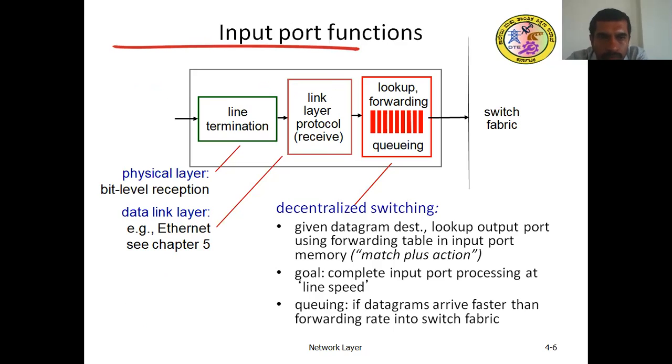You can see the input port functions in detail, which include line termination, link layer protocol, and lookup and forwarding. The line termination is the physical layer, which does bit level reception, and then the data link layer, Ethernet. With decentralized switching, given the datagram destination, the output port is looked up using the forwarding table in the input port memory. The goal is to complete input port processing at line speed, with queuing if datagrams arrive faster than the forwarding rate into the switch fabric.